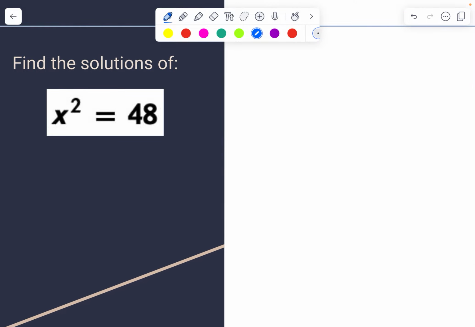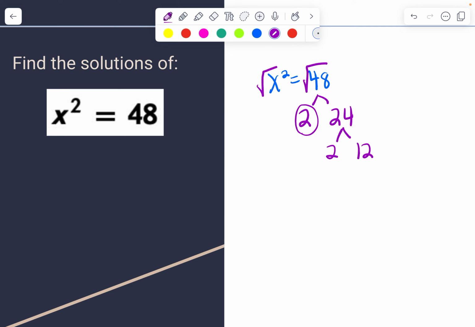X squared equals 48. If we square root both sides, if you put square root 48 into your calculator, you would get 6.9282 and so on. That means that that is not a perfect square, which means we need to simplify 48 here. So 48 is 2 and 24. 2 is prime. 24 is 2 and 12. 2 is prime. 12 is 2 and 6, 2 is prime, and 6 is 2 and 3.